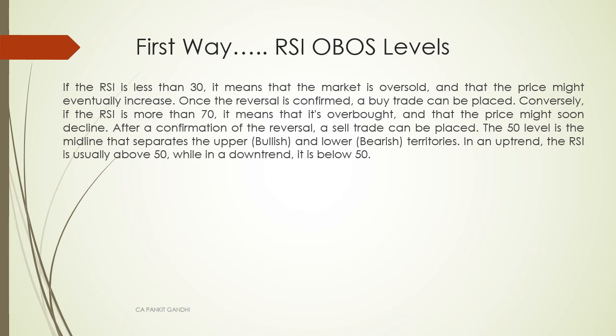There are many traders who use the 50 level of RSI. They will see anything above 50 as bullish, and everything below 50 as bearish. And that way they will take a trade.